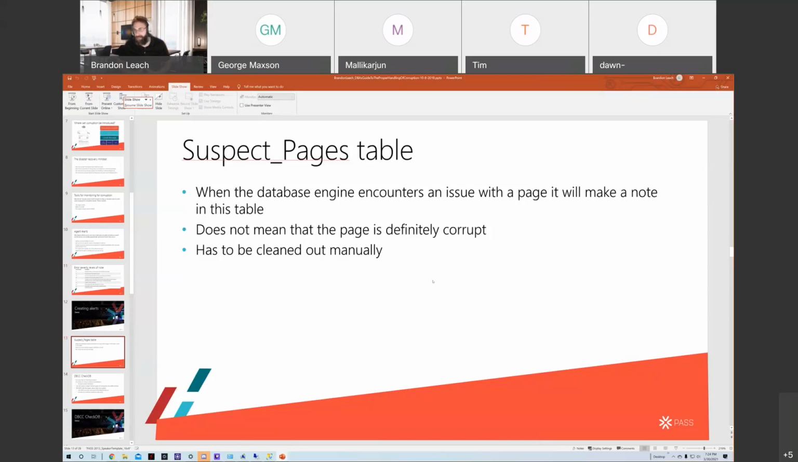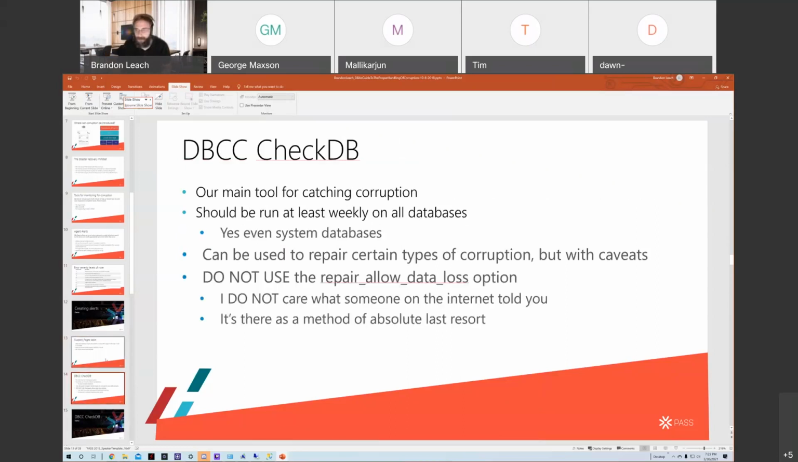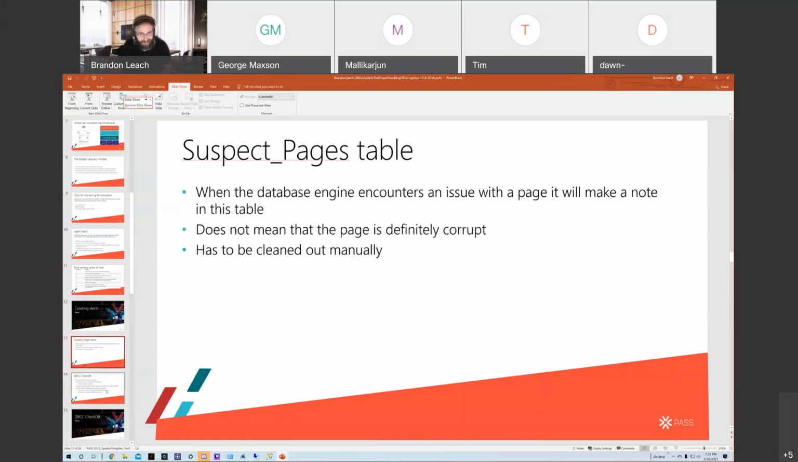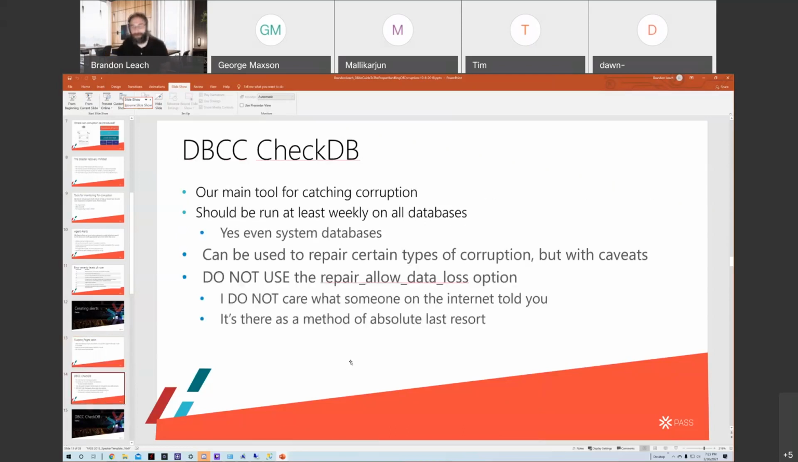So alerts tend to be real time. Suspect pages tends to be real time. CheckDB is however often you run it. So I like to have a monitor on here to watch this table. The key though is that you have to clean it out manually. So, you go in, you do your investigation, and then you truncate the table. And that way, you don't come back later and go, oh, there's something in there. One more thing about suspect pages, though. It does not mean that the page is definitely corrupt. It's just an indicator that there might be a problem with it.